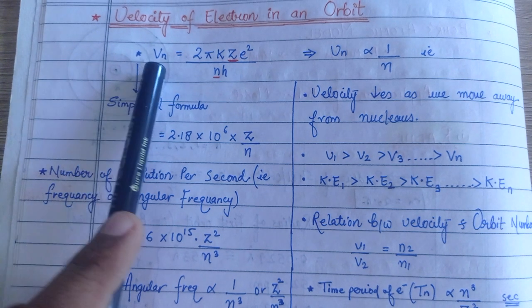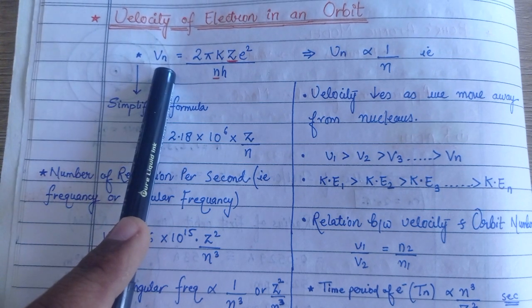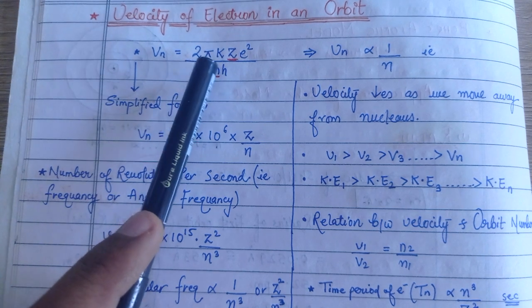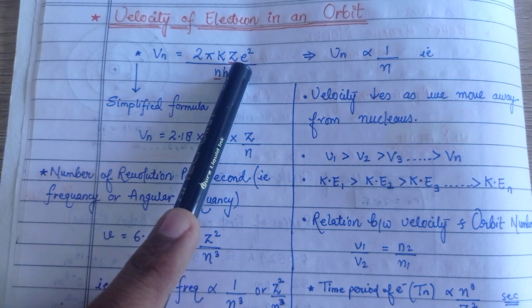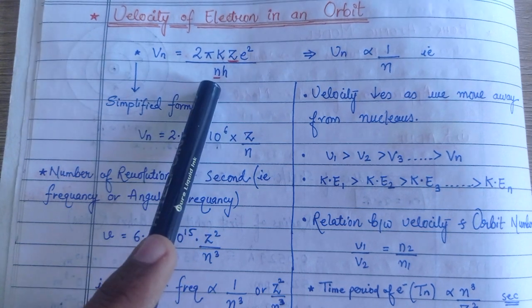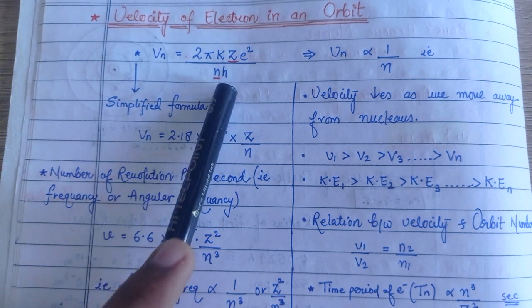So velocity of electron in the nth orbit, where n is the orbit number, can be calculated by v = 2πkZe²/nh, where k is a proportionality constant, Z is the atomic number, e is the electron charge, and h is Planck's constant.